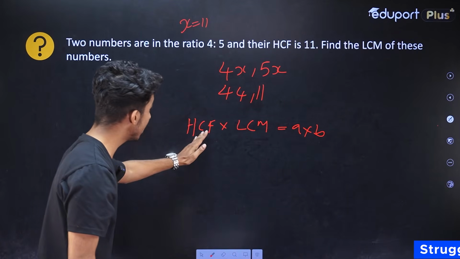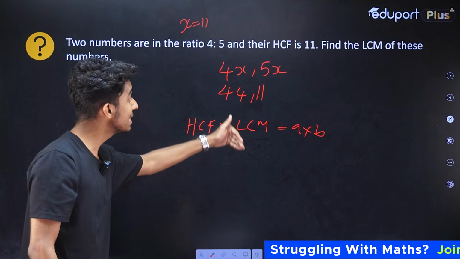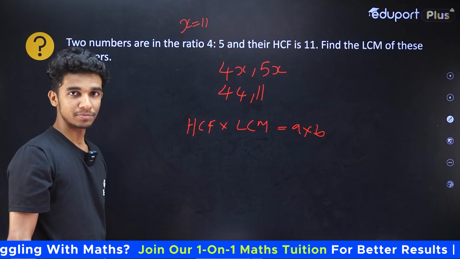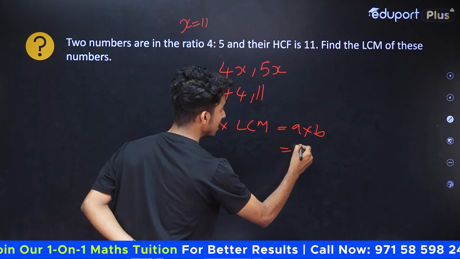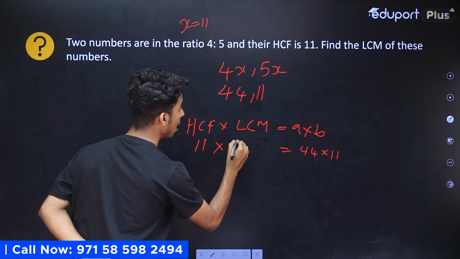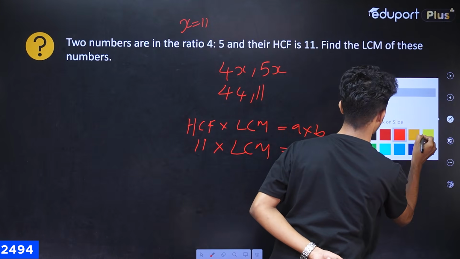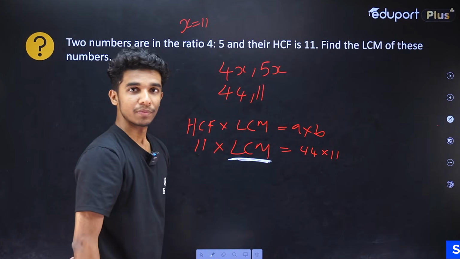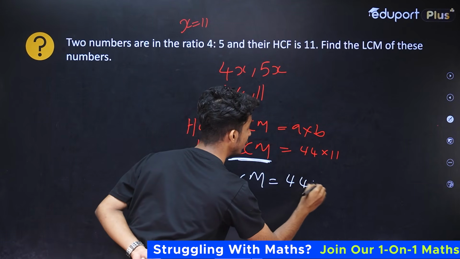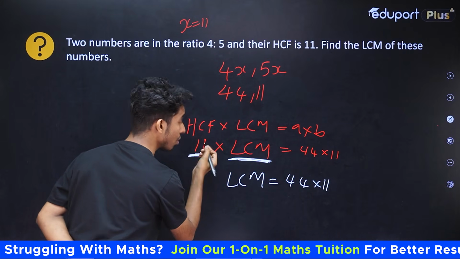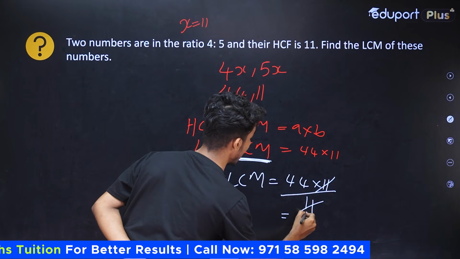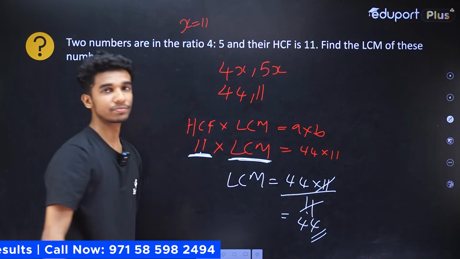The HCF of numbers A and B and the LCM of A and B, their product will be equal to A into B. We have the numbers as 44 and 55, and we already know the HCF is 11, and we have to find the LCM. So LCM equals 44 into 55, divided by 11. Cancelling this, we will get 220.